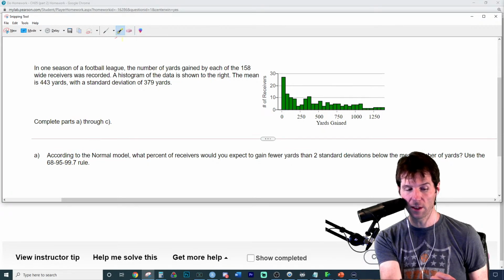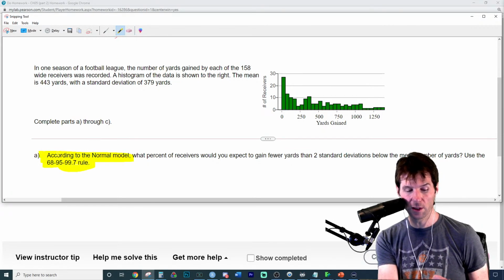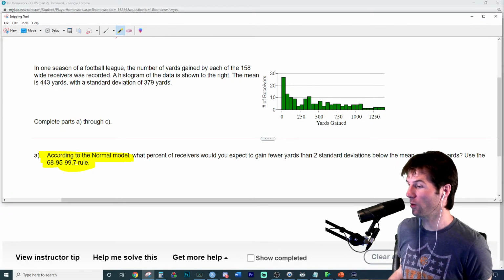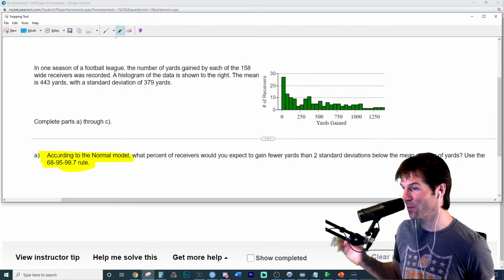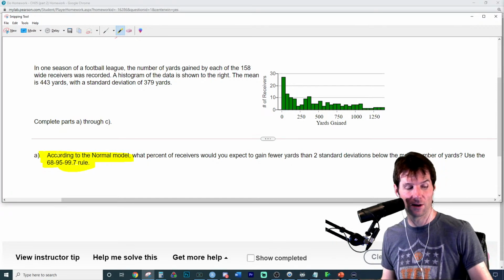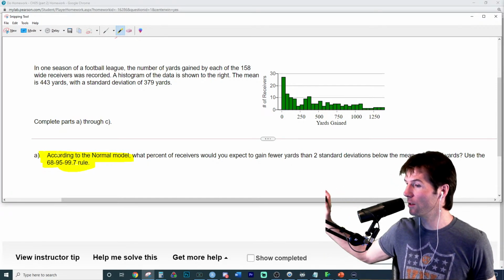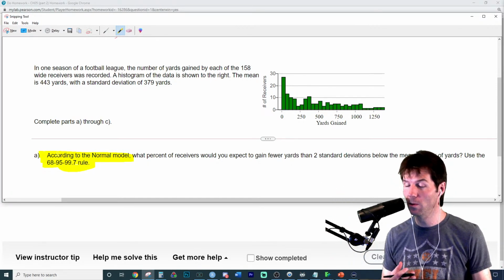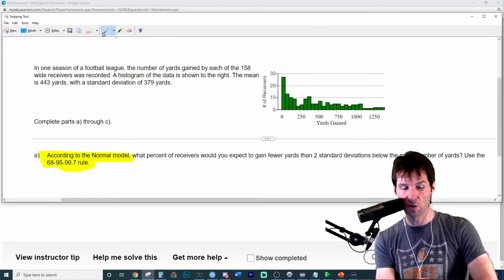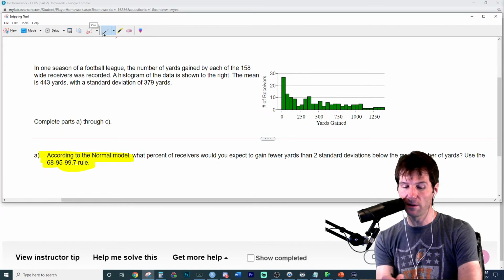So, it says according to the normal model, if the normal model was true. Let's pretend for a moment. Let's go to pretend world right here. Just use our imagination. If the normal model was true, what percent of receivers would receive fewer than 2 standard deviations?